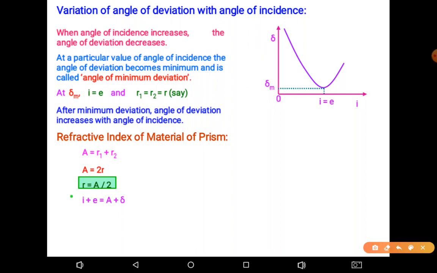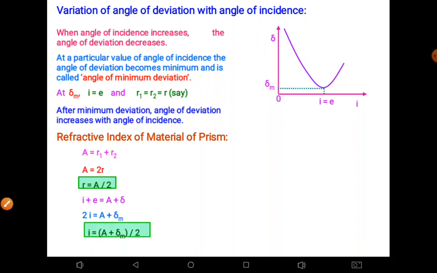And in the previous slide we proved that I plus E equals A plus delta, and as I equals E, 2I equals A plus delta. We will put the values from here. And you know that when delta equals delta m, I equals E, so 2I equals A plus delta m, and I equals A plus delta m whole upon 2. So we have the value of the angle of refraction and angle of incidence.